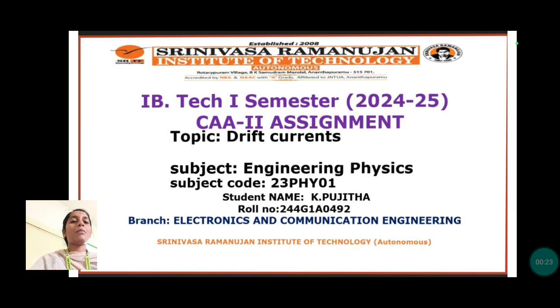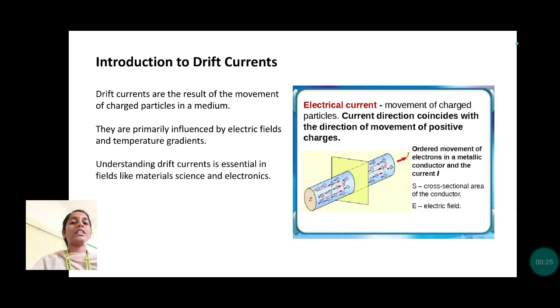Now we will discuss the introduction to drift currents. Drift currents are the result of the movement of charged particles in a medium. They are primarily influenced by electric fields and temperature gradients. Understanding drift currents is essential in fields like material science and electronics.